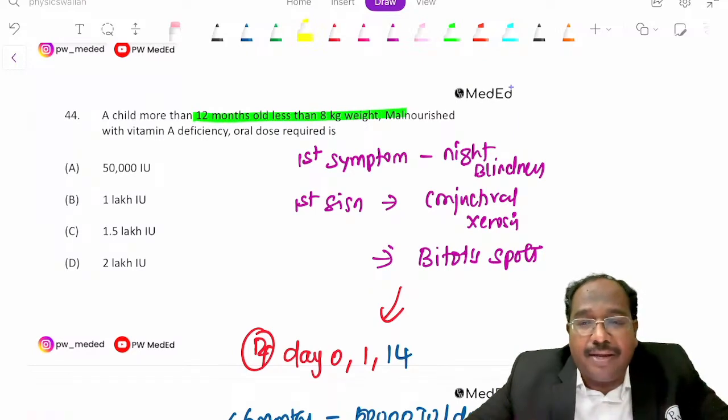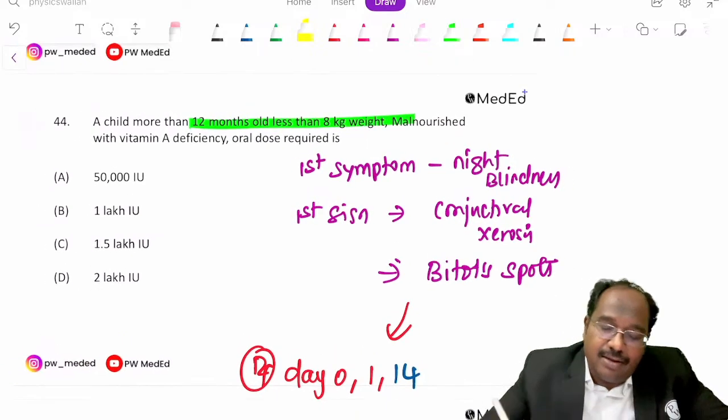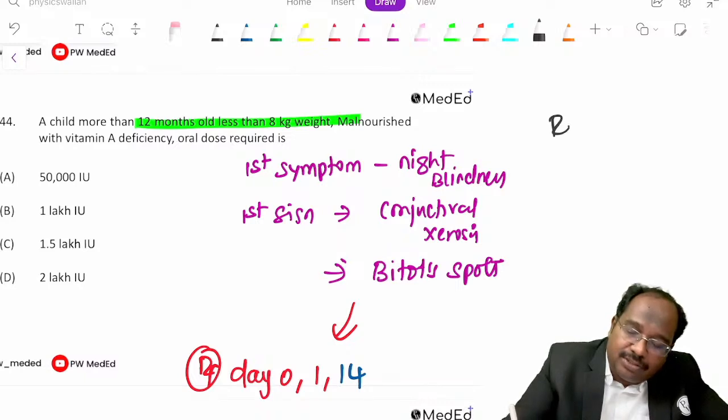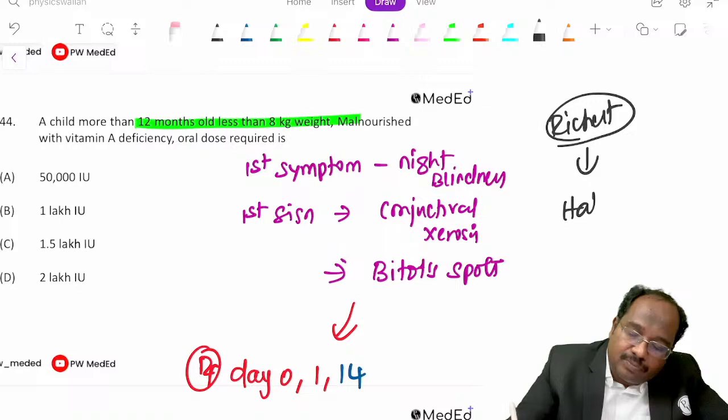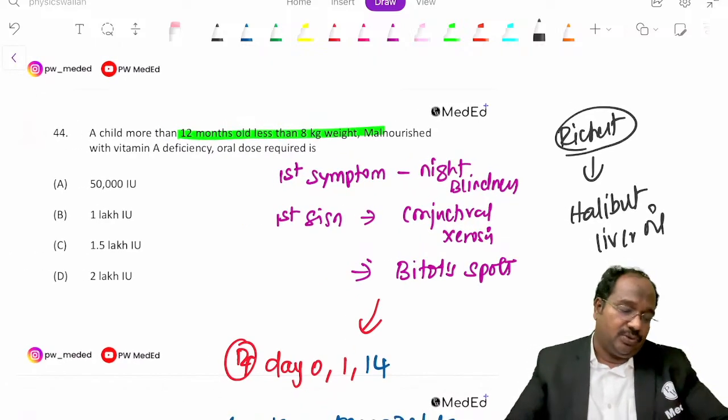Okay, last point here: which is the richest source of vitamin A? The richest source is halibut liver oil. Halibut liver oil and cod liver oil. Halibut liver oil is the richest source.